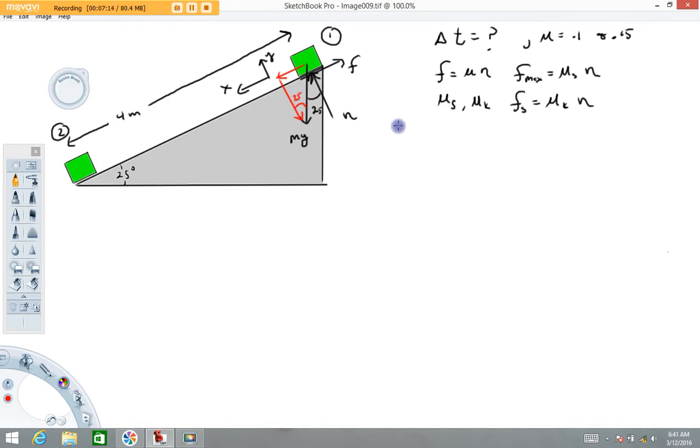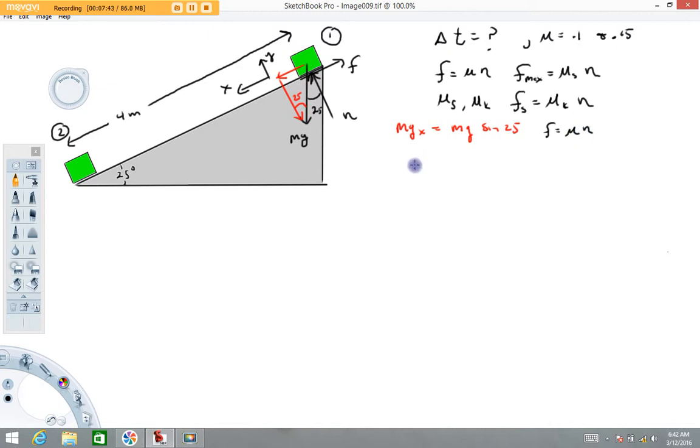So mgx, that's what I would call this. That's the component of the gravitational force in the x direction, is equal to mg sine 25. All right, now we're going to take a look at that frictional force. The frictional force is equal to the coefficient of friction times the normal. So when dealing with the frictional force, we're going to need the normal force.